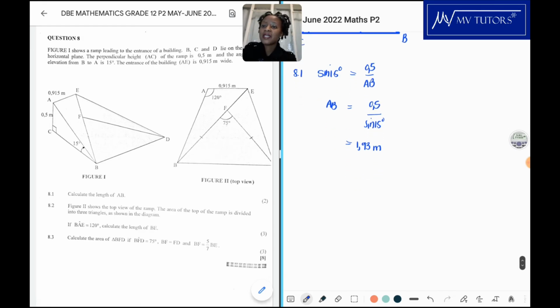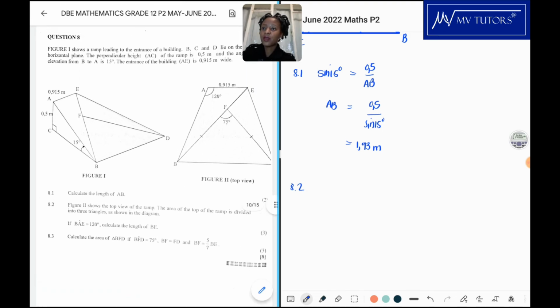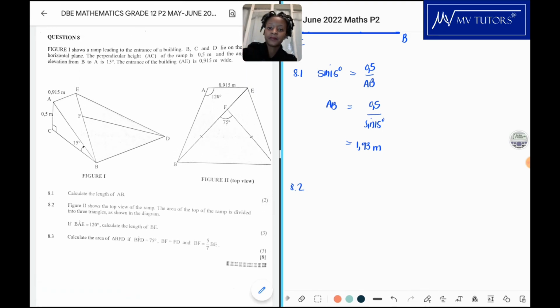So 8.2. It says figure 2 shows the top view of the ramp. The area of the top of the ramp is divided into 3 triangles as shown in the diagram. Now, the angle A in triangle BAE is equal to 120 degrees. We need to calculate the length of BE. So if we're going to sketch this triangle, we have something like that.